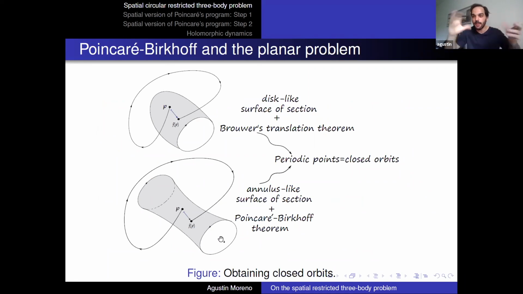Similarly, if you have an annulus and you have a twist condition, then you also get periodic points by Poincaré-Birkhoff. Okay, so this is sort of the classical heuristics, which has survived in many different guises even to this day, as I'll try to illustrate as I go.